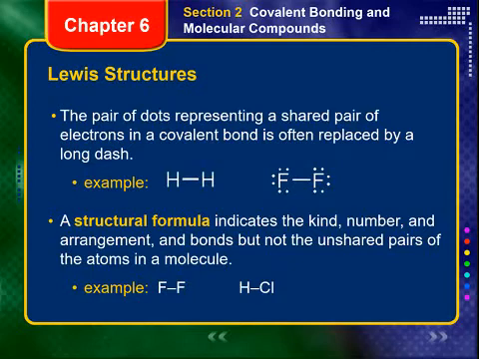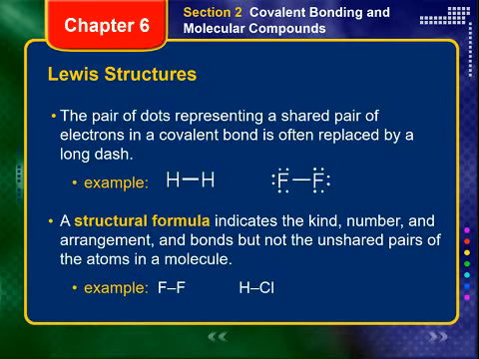The pair of dots representing a shared pair of electrons in a covalent bond is often replaced by a long dash. According to this convention, hydrogen and fluorine molecules are represented as follows on the screen now. These representations are all Lewis structures, formulas in which atomic symbols represent nuclei and inner shell electrons. Dot pairs or dashes between two atomic symbols represent electron pairs in covalent bonds, and dots adjacent to only one atomic symbol represent unshared electrons.